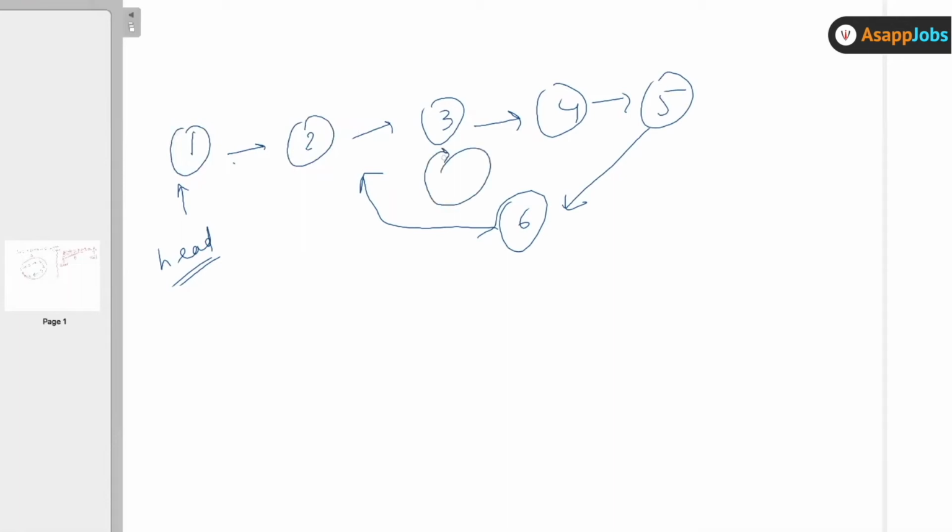So the first question that comes up is: check if a loop exists. Can you guys think of anything? How will you find if a linked list has a loop or not? Yeah, by taking 2 pointers. One will move 2 steps forward and the second pointer will move 1 step. So basically we take 2 pointers.